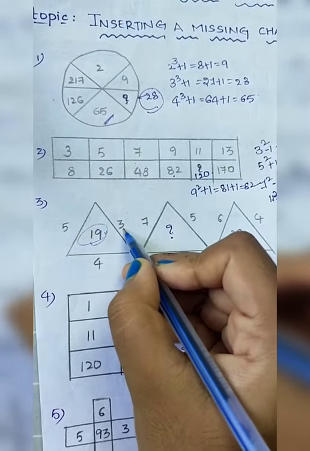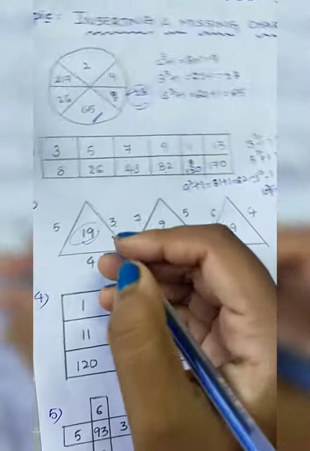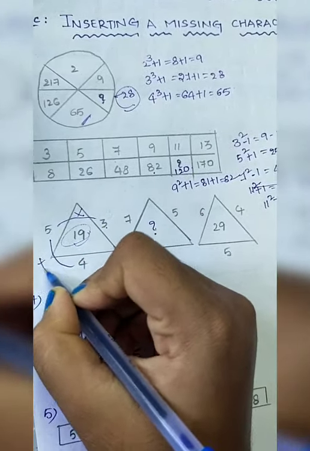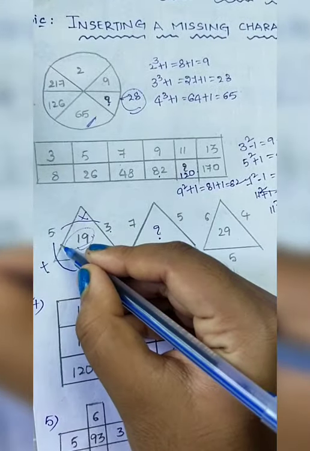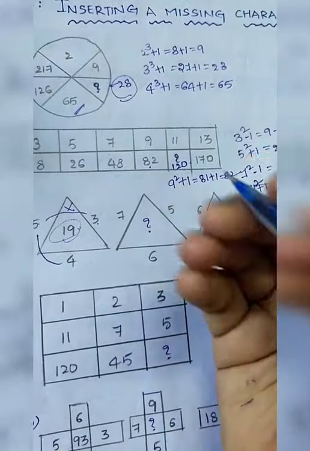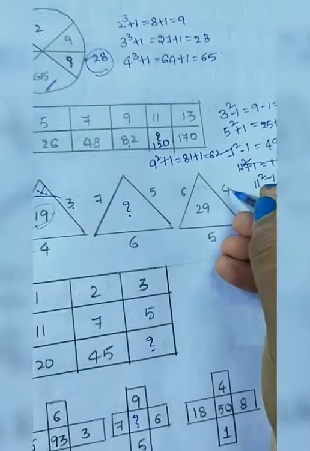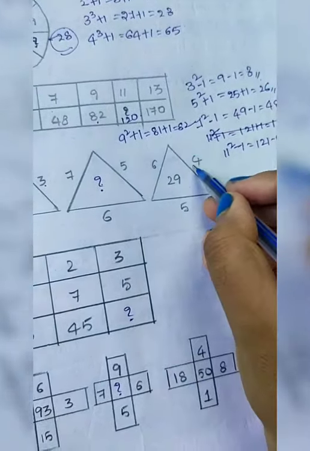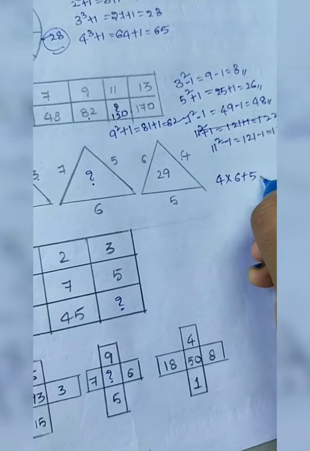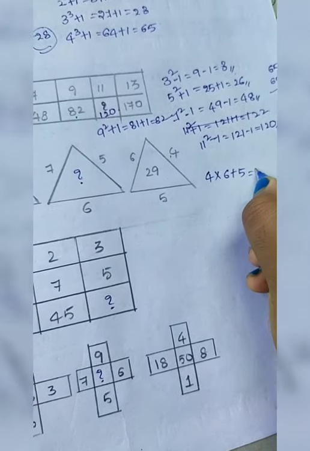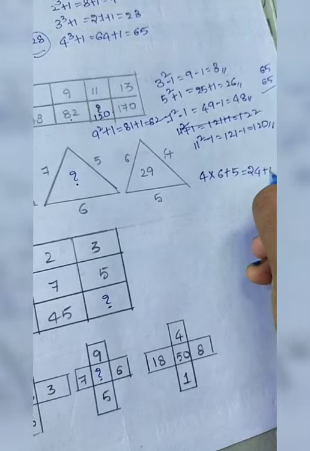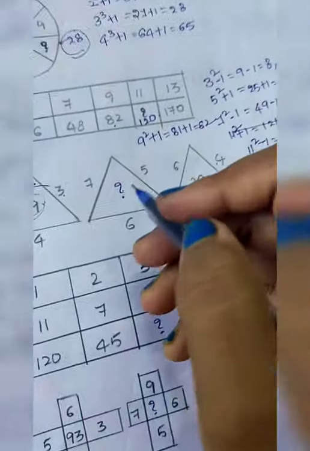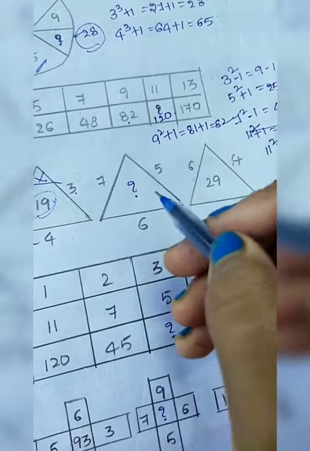So 3 into 5 plus 4. 3 5 is 15. 15 plus 4 is 19. So let's come to here. 4 into 6 plus 5. 4 6 24. 24 plus 5 is 29. So we got the answer. And let's find the missing one.